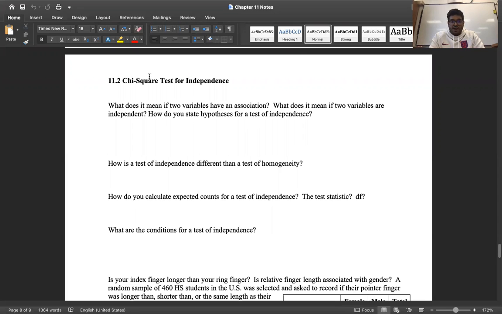So here's a chi-square test for independence. As you're thinking about this at the beginning, think about what it means for independence, and that leads directly into this first question: what does it mean for two variables to have an association, and what does it mean for two variables to be independent, and how do you state the hypotheses? Independence means that the probability of one does not have an impact on the probability of another. So if two variables are associated, that means they're going to impact each other. Independent means they're not.